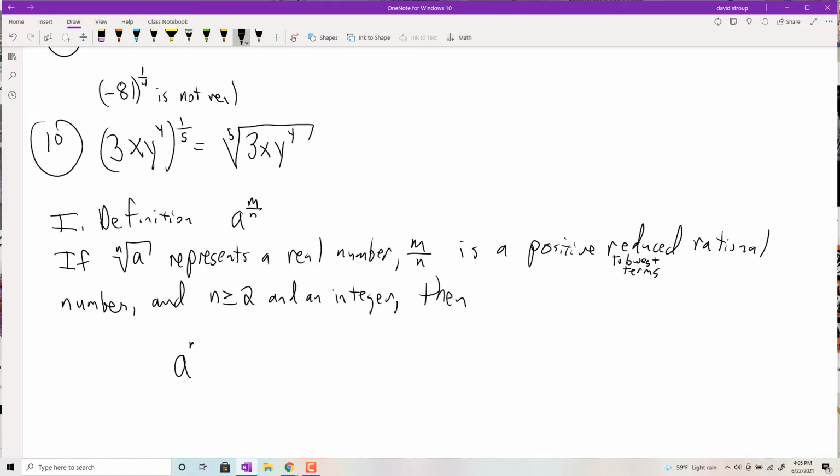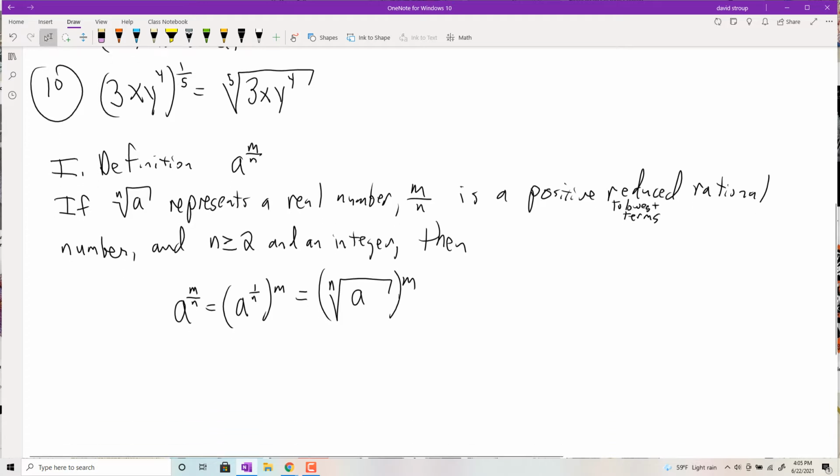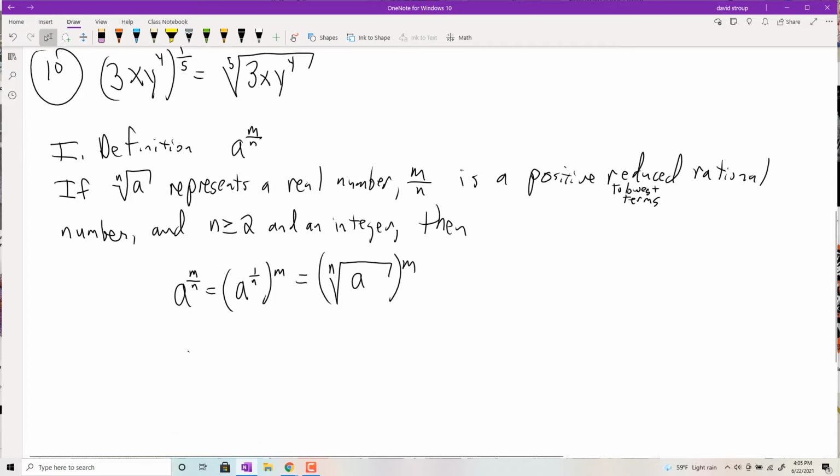We could write a to the m over n as parentheses a to the 1 over n raised to the mth power, and then we can convert that into a radical expression, nth root of a all raised to the mth power. Okay. Likewise, we could rewrite a to the m over n as a to the m raised to the 1 over n, and that will then be the nth root of a to the m.